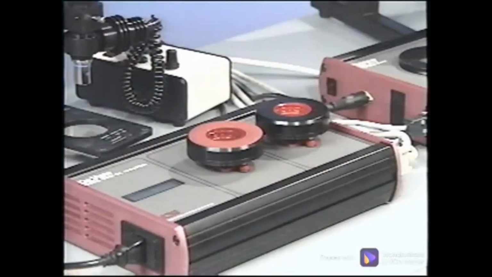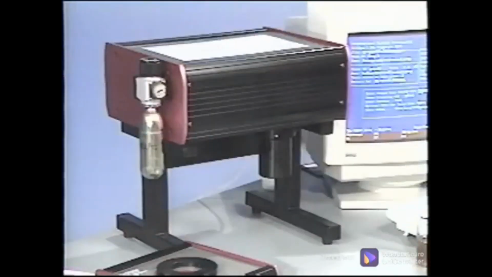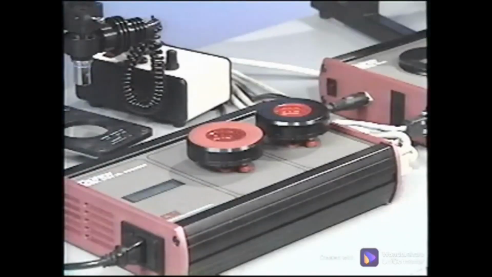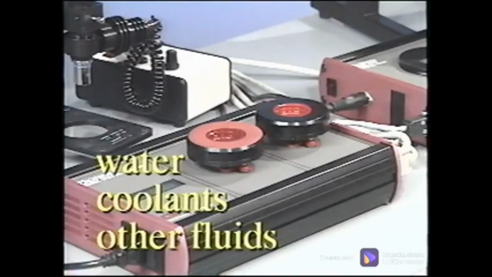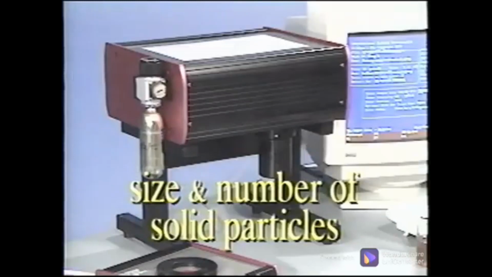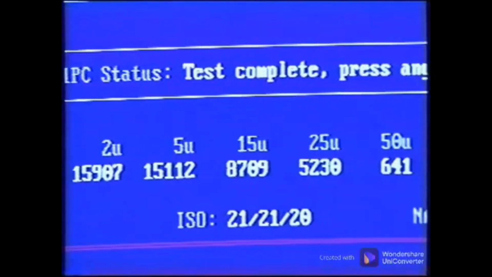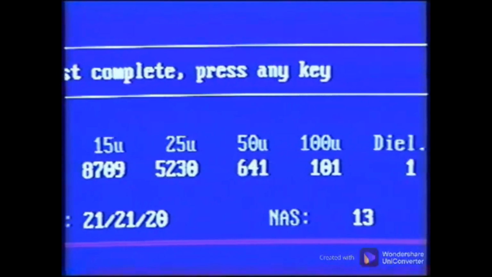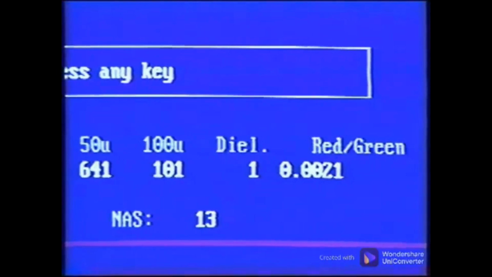Since bearing clearances can be so small, even minuscule particles in the lube can cause severe damage to the bearing surfaces. Detection of these in the oil can be performed on-site with 2 instruments. One is the 5100 analyzer and the other is the 51PC particle counter. The analyzer tests for water, coolants, and other fluids, while the particle counter uses a laser beam to detect and measure the size and number of solid particles per milliliter of oil. They are categorized in size ranges of 2, 5, 15, 25, 50, and 100 microns.